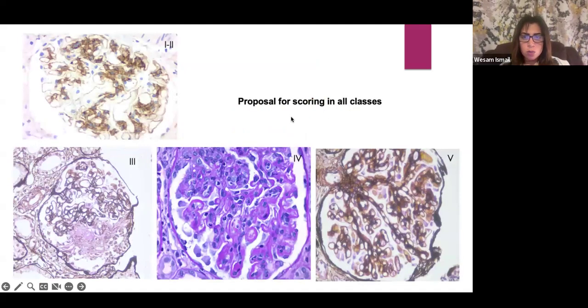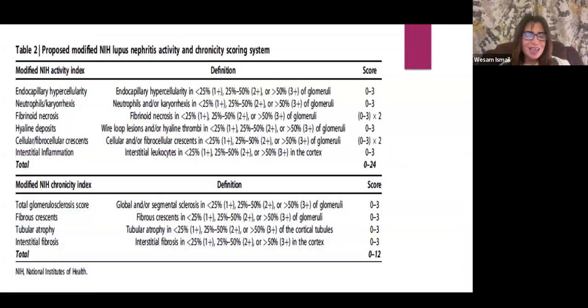In phase 1, there was a proposal for scoring in all classes, whether it's class 1, 2, or class 5. We already score in class 3 and class 4, but there was a proposal. But this is just a proposal. I, for example, still do not score in all classes. I still only score in class 3 or class 4. We're waiting for evidence-based data to tell us the utility of scoring in all classes. As you've seen, scoring is not really fun. And then this is the proposed modified NIH lupus nephritis activity and chronicity scoring system.